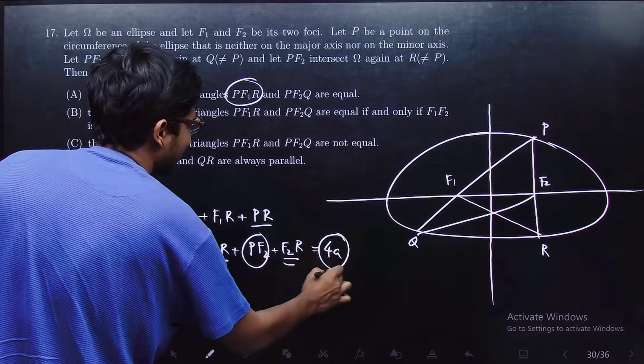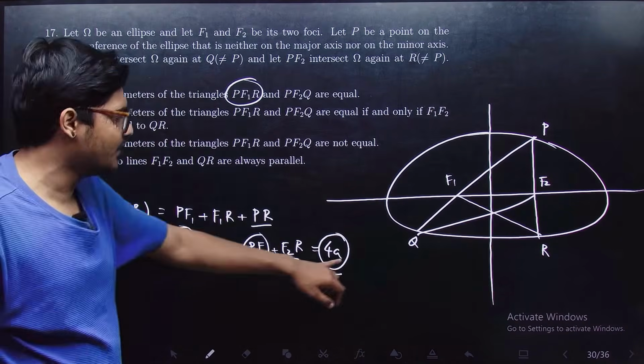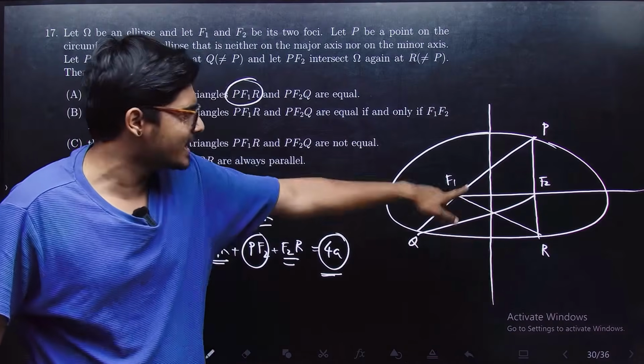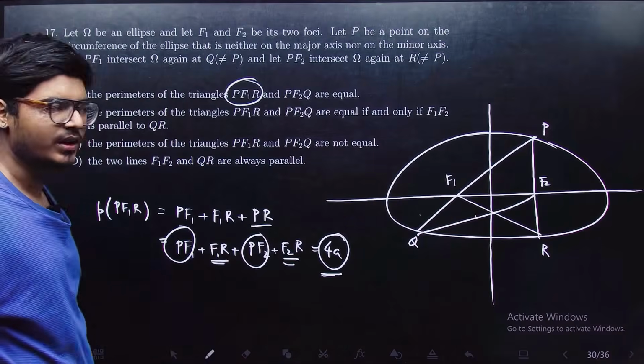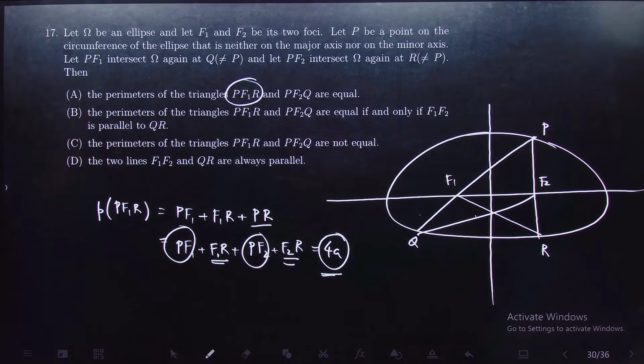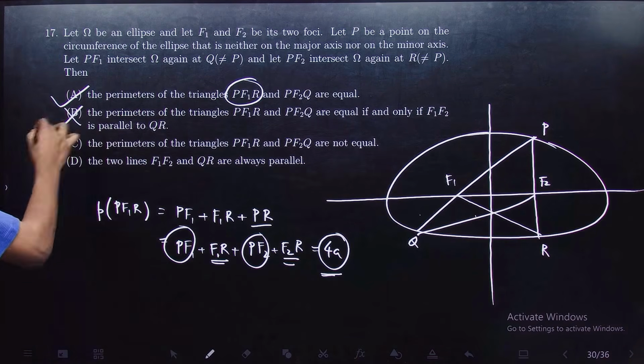And you can see this is clearly independent of the choice of P, right? So the same thing if you do it for the other triangle PQF2, same idea. So this plus this is 2a, this plus this is going to be 2a. So overall the perimeter is 4a, right? So no matter what your triangles are, no matter where point P lies, these are always equal. Perimeters are equal if and only if F1F2 is parallel to this. Incorrect, right? It's always true.